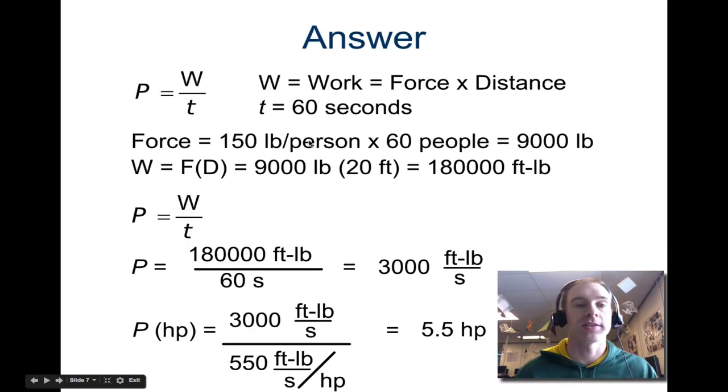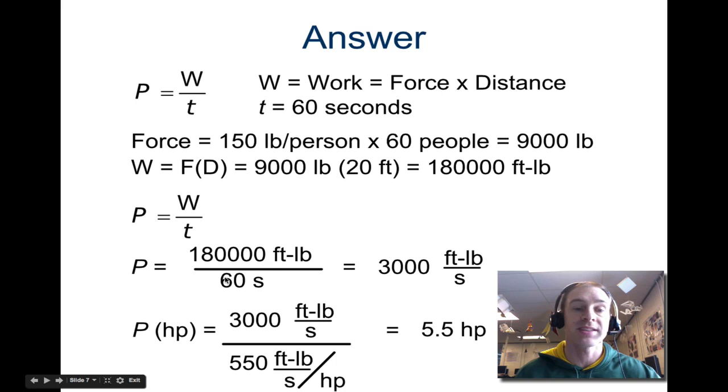So hopefully you got a chance to work this out. You drew a picture of an escalator with a bunch of little circle heads going up the escalator. Let's define what we know. We know that the force is 150 pounds per person. There's 60 people, so you get 9,000 pounds. The distance was 20 feet. So when you multiply those together for work, you get 180 foot-pounds.